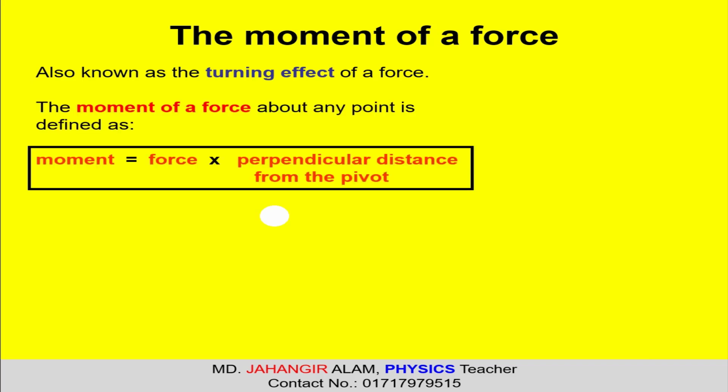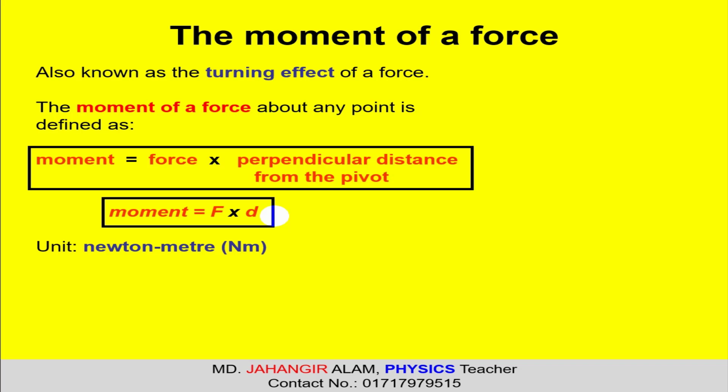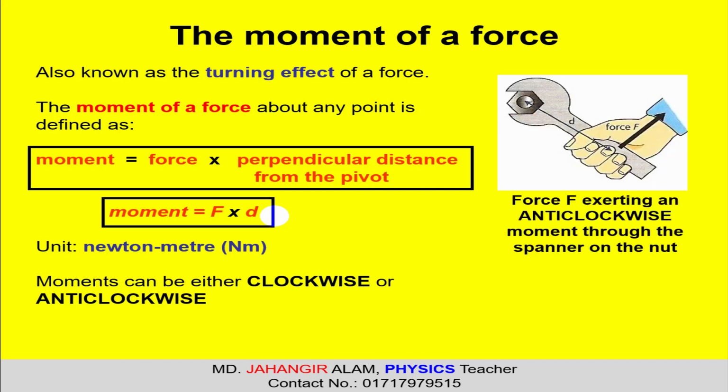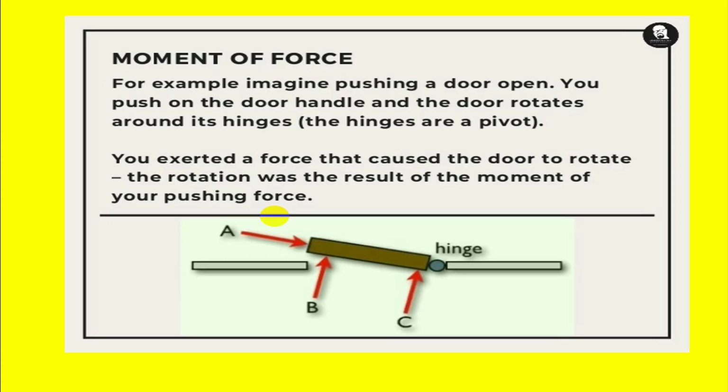The moment of a force about any pivot, any point, is defined as moment equals force times perpendicular distance from the pivot. So moment equals F times d. Unit: newton meter. A moment is either clockwise or anti-clockwise. Here, look at the diagram. Force F exerts an anti-clockwise moment through the spanner on the nut.